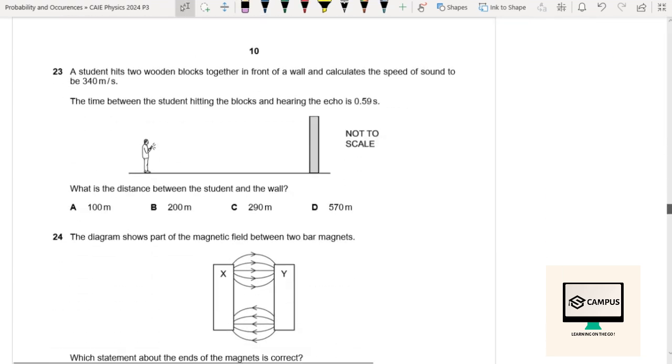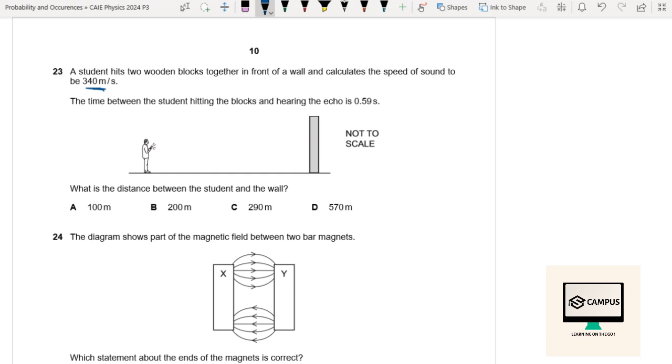Moving on, question number 23. A student hits two wooden blocks together in front of a wall and calculates the speed of sound to be 340 meters per second. The time between the student hitting the block and hearing the echo is 0.59 seconds. What is the distance between the student and the wall?